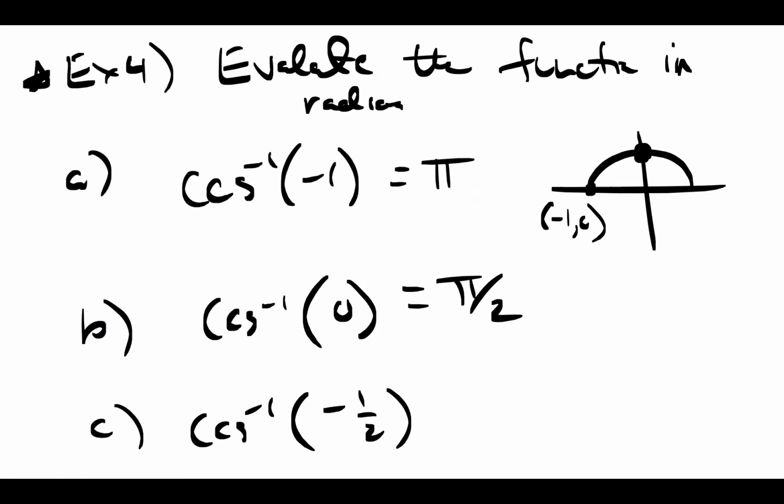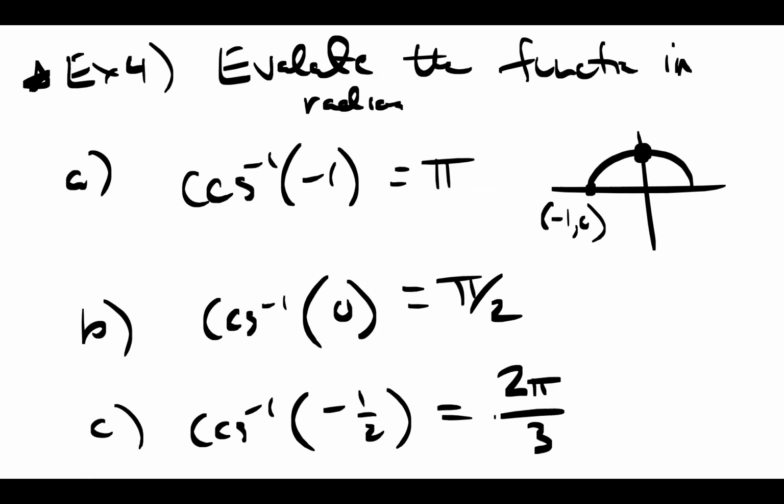Oh, sorry, cosine of -1/2. Inverse cosine of, I'm sorry, inverse cosine of -1/2. There you go. Oh, wait. 2 pi over 3 it is. We good. That is so cool.